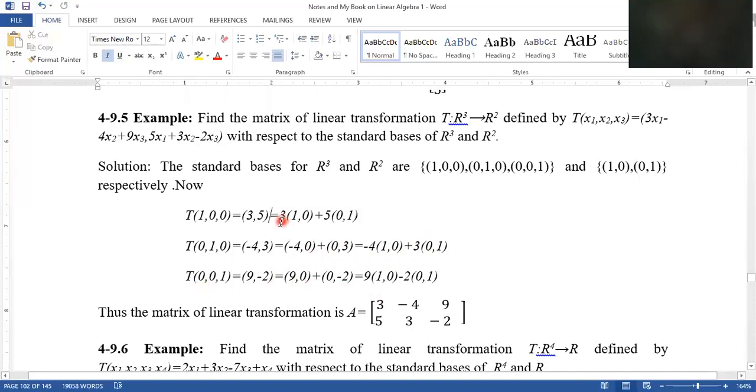So if you look over here, we have to find the coefficients of these linear combinations and put them in column form, that is (3,5), and this is (-4,3), then (9,-2). So you can see the order of the matrix of the linear transformation will be 2 cross 3, which is the same as over here.